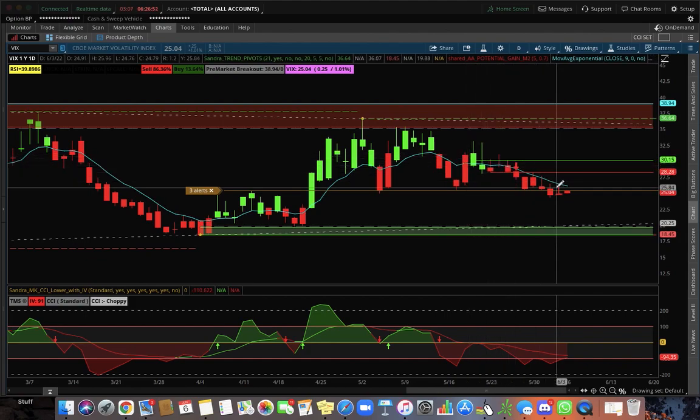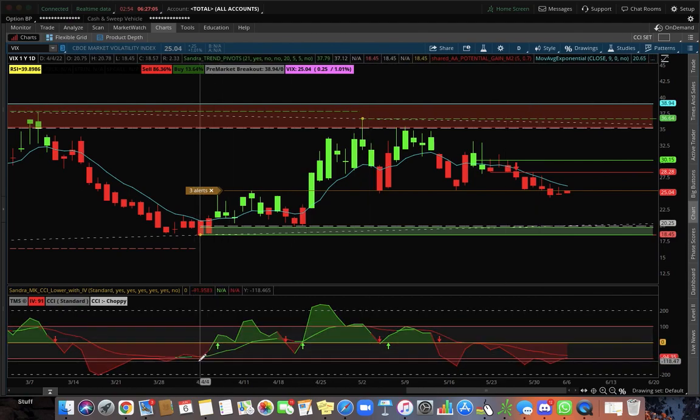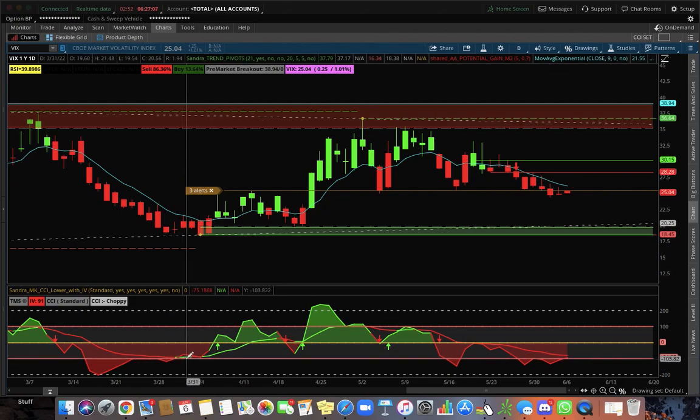So I find this interesting that this is on a day chart. This looks like it's ready to cross. And what happens when the moving average on the CCI crosses the actual CCI line, and you can see that things start to happen, whether they be short term or not.